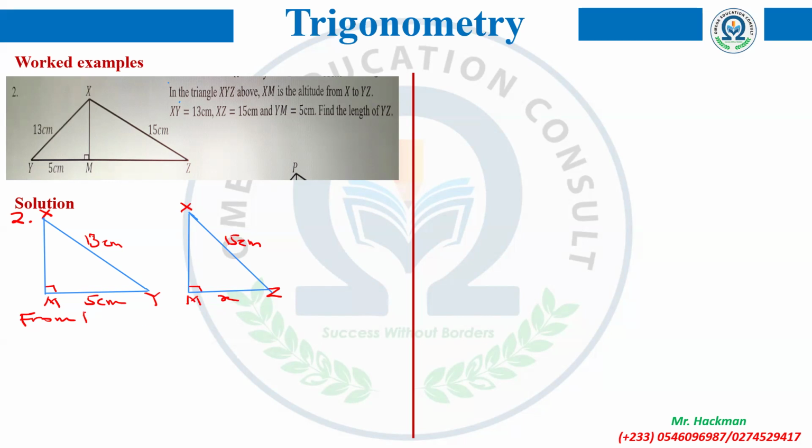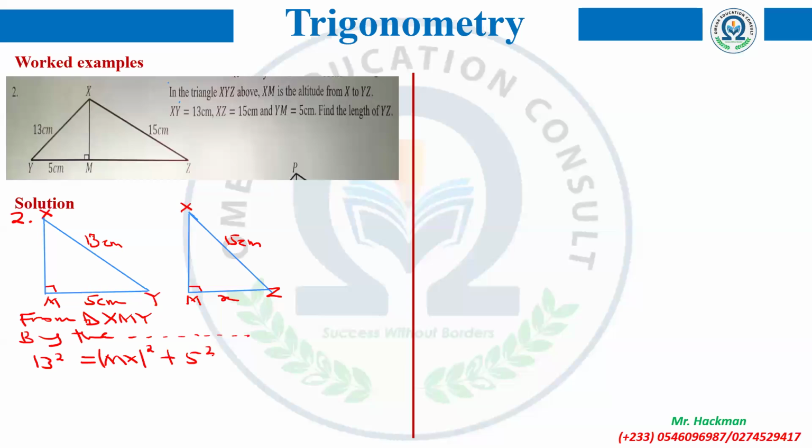From right angle triangle XMY, by the Pythagoras theorem we are going to get, in any case, the Pythagoras theorem. I won't write it, so you know you are supposed to write it just to save time. Is that clear? Then our hypotenuse will be 13. So 13 squared should be equal to your XM, or MX, squared, then plus 5 squared. Do you agree?